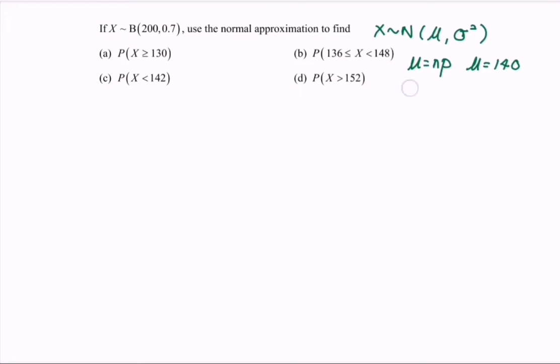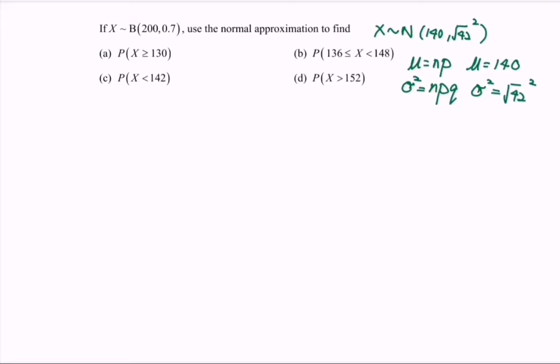Next is to find the variance, or the standard deviation squared, which is npq. So 140 multiplied by 0.3 gives the standard deviation squared, which equals 42. Kindly rewrite the title: x is normally distributed with 140 as mu, or mean, and 42 as the variance.